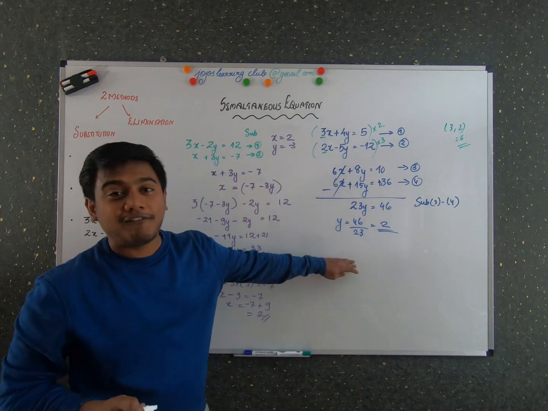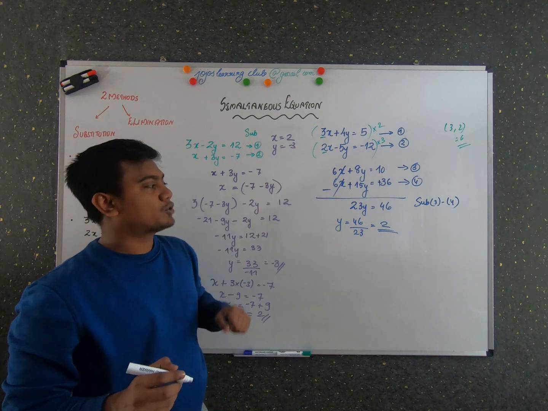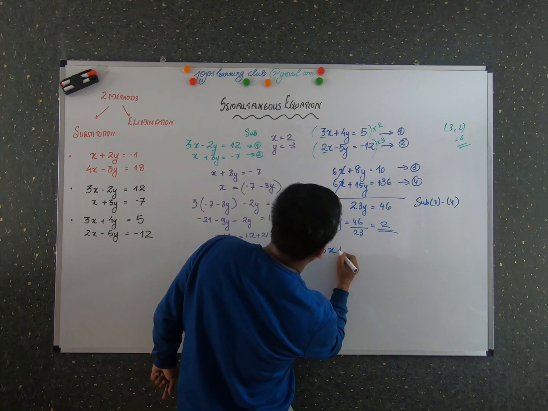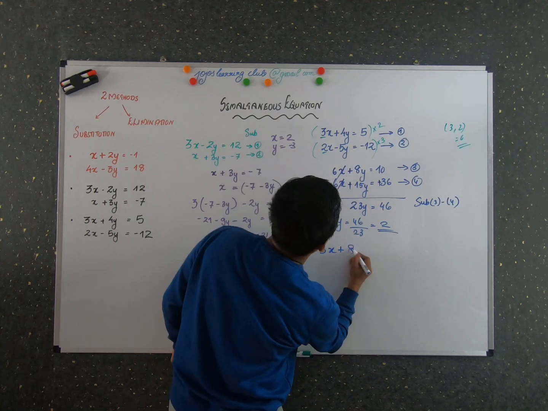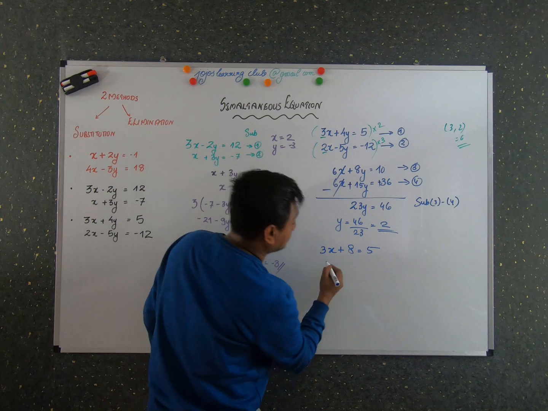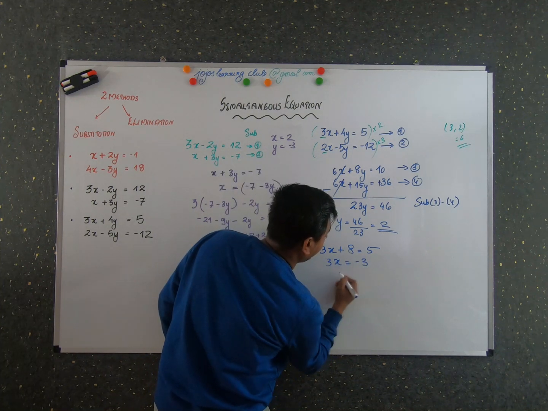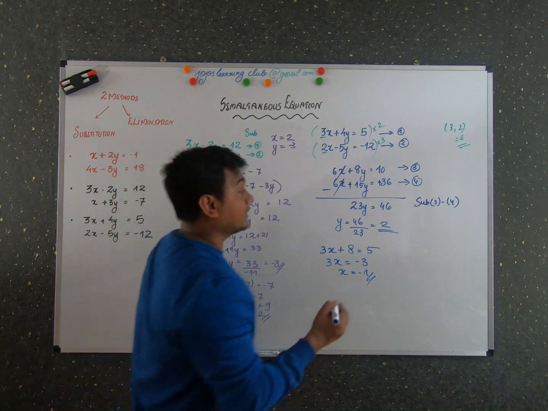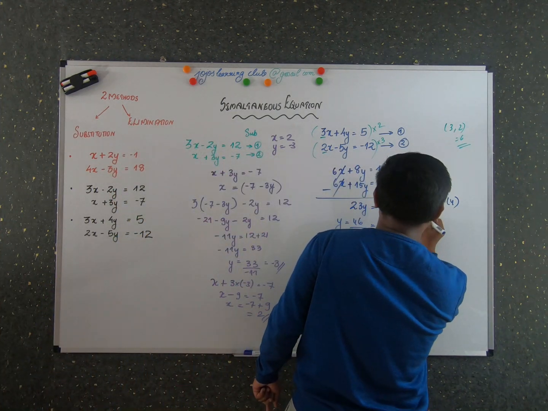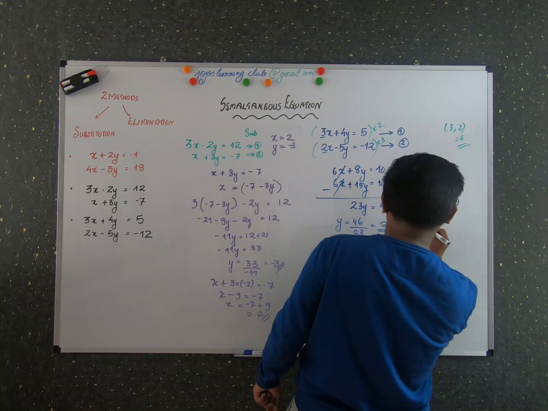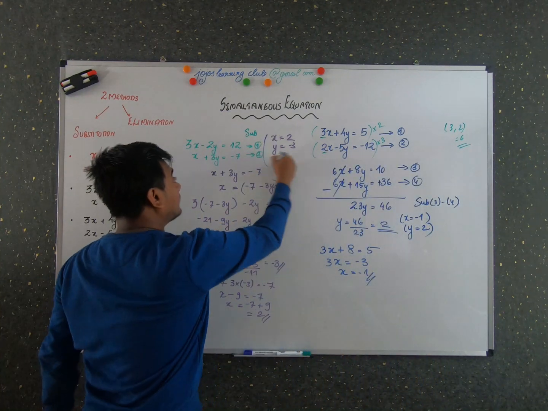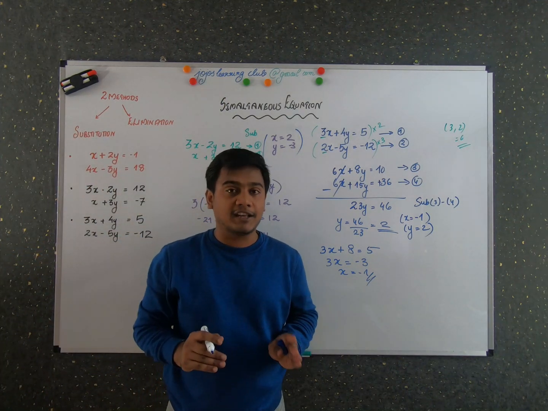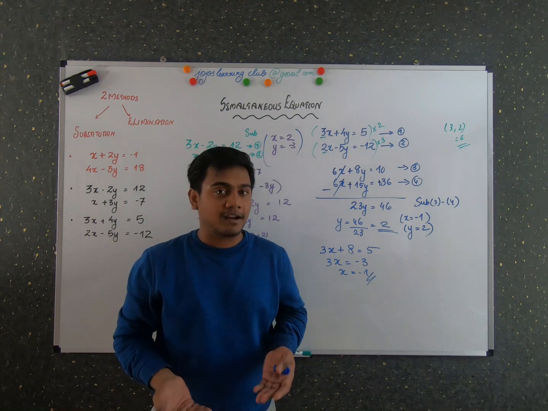So you got the value of y as 2. Let's substitute it in the first equation. So 3x plus 4 into 2 is 8, equal to 5. So 3x is equal to minus 3 and x is equal to minus 1. So the value of x is minus 1 and the value of y is 2 in this problem, similar to the previous one. So this is how you find the value of the unknowns in simultaneous equations, and I hope you got a better understanding of that.